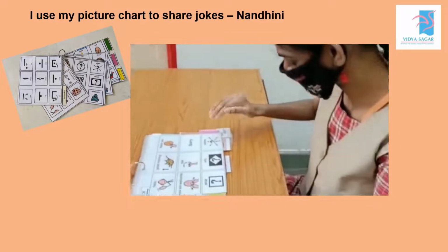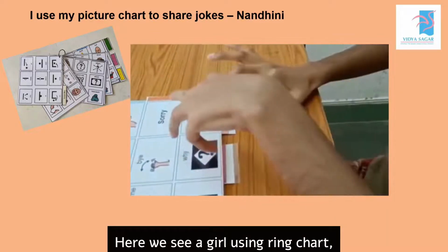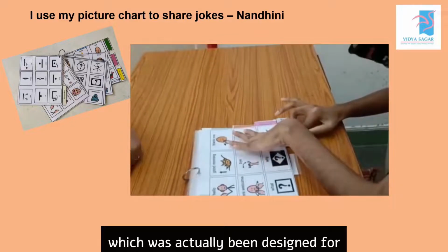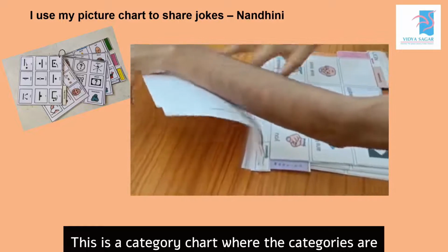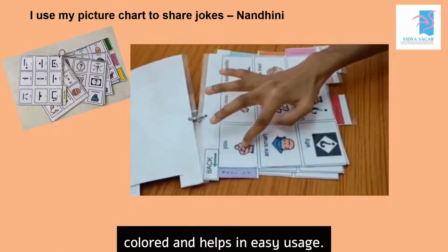Hello. Here we see a girl using ring chart, which was actually been designed for easy access for wheelchair users. This is a category chart where the categories are colored and helps in easy usage.